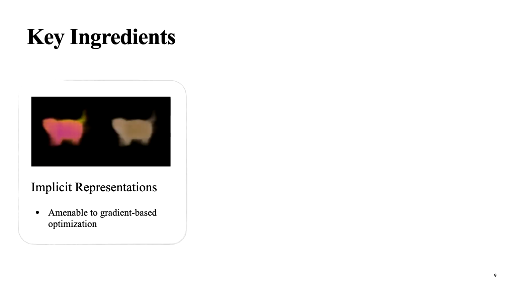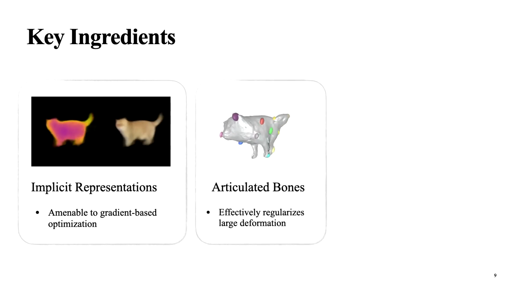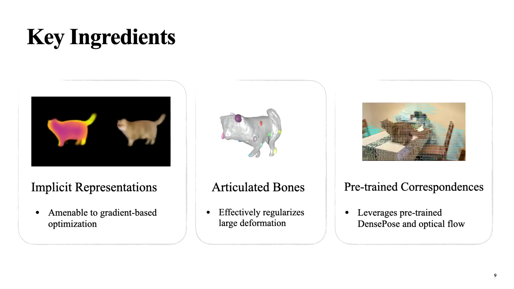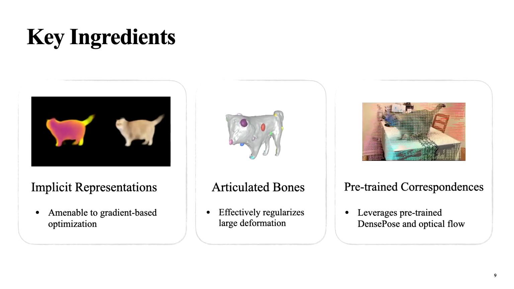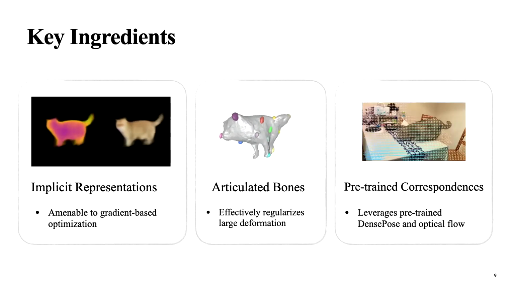Our solution leverages several new concepts. Firstly, we use implicit representations that are amenable to gradient-based optimization. To handle large deformations of the object, we design an articulated bones model. To register pixels over time, we take advantage of pre-trained dense pose features and optical flow.